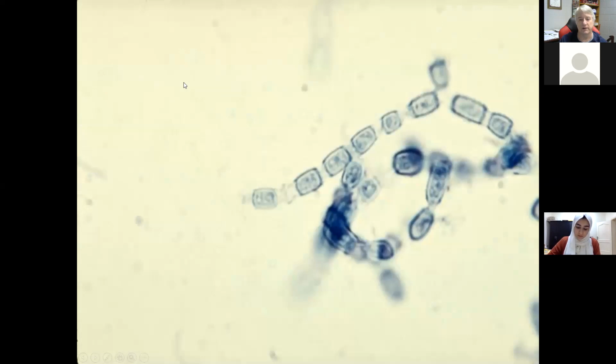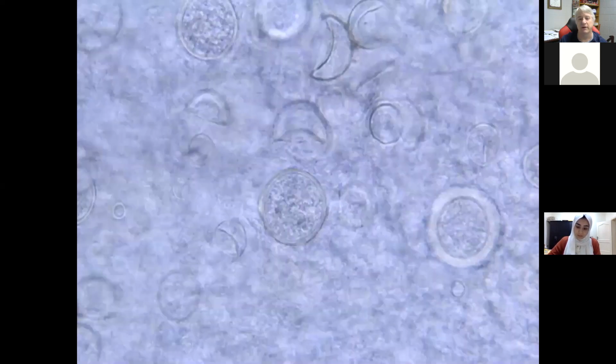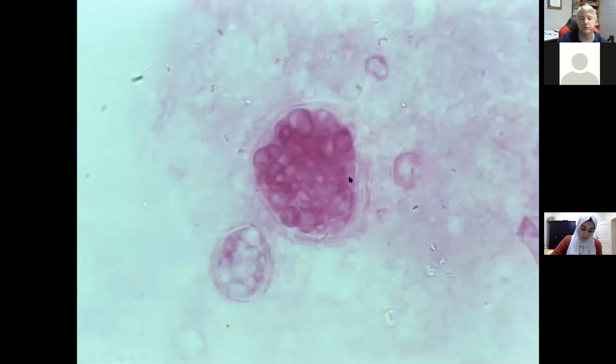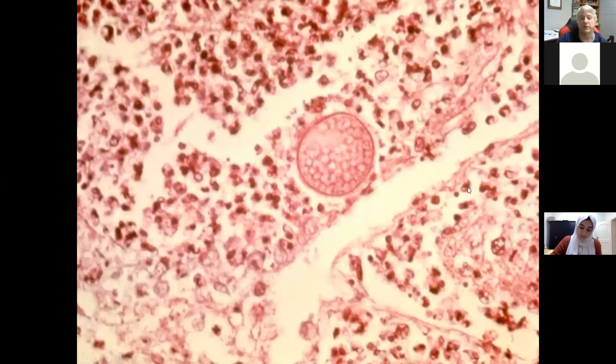So here's that branching hyaline, septate hyphae. That would be the spores inside here. See those? Endospores.